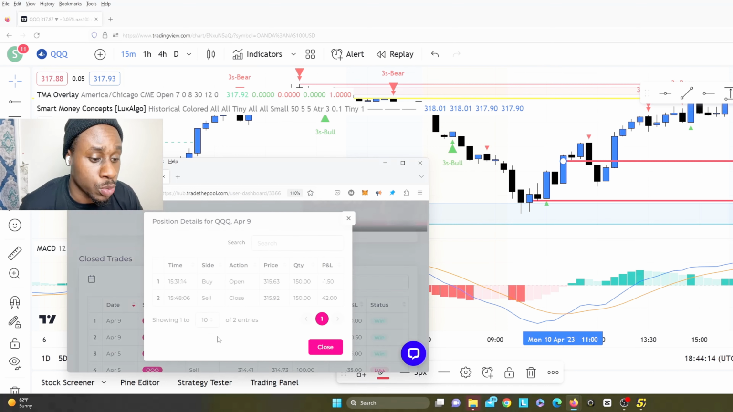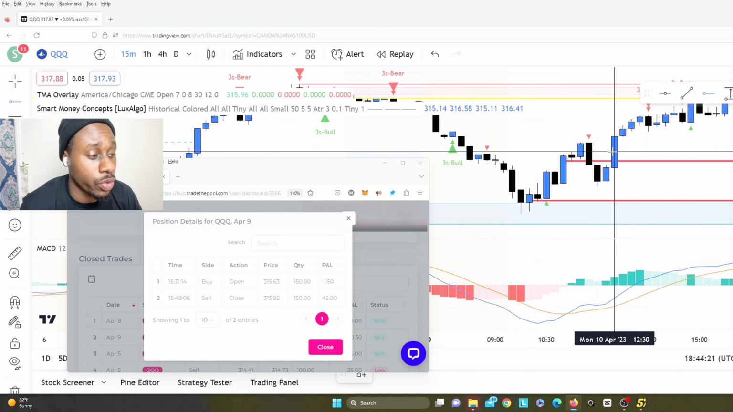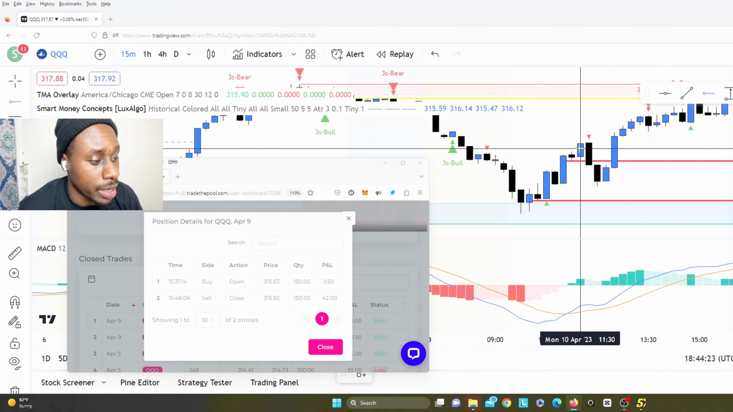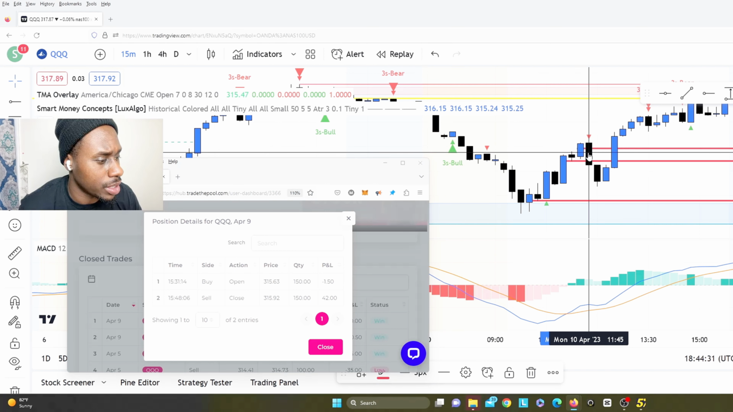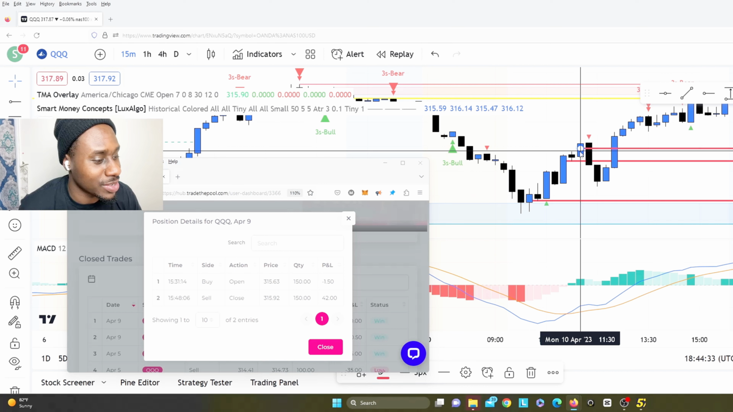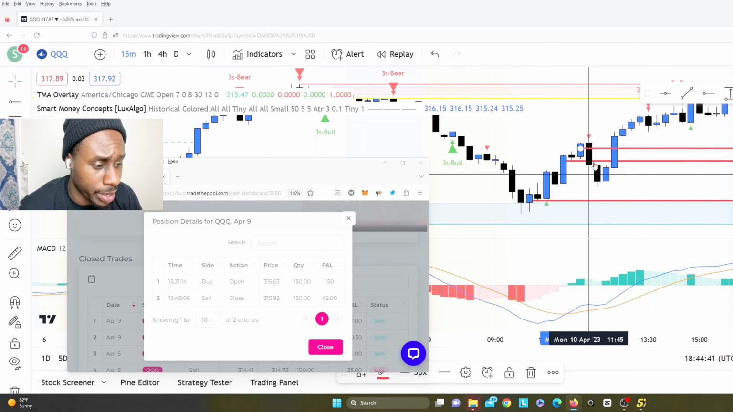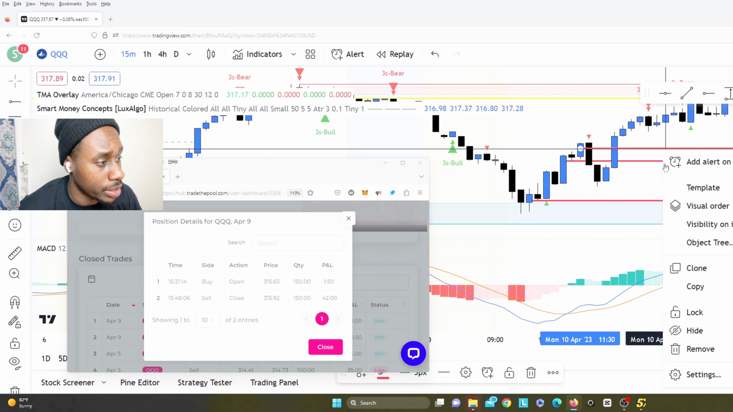So let's also see what happened on the second trade. The second trade was at 11:30. So we'll look at the 11:30 candle and see what was happening there. I close this rather quickly. Interesting. On the 11:30 candle, I had entered to the buy side again at 315.63.